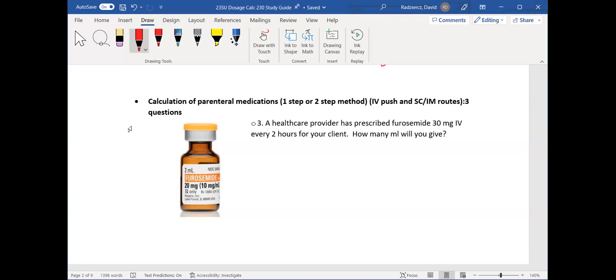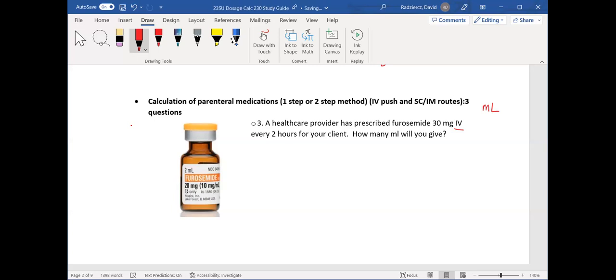The other thing is, anytime you see IV, SC, or IM, you know that your answer is going to be in milliliters, okay? Because you can't push a tablet or a capsule through a syringe, not without first powderizing it, putting it in water, and making it soluble. You can't do that. So when you do these, make sure you're paying attention to what they're asking. If they tell you IV, you know that it's going to be in milliliters. Sometimes it'll give you a time. That time is only important if we're talking about a flow rate.